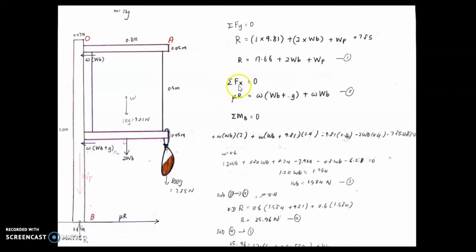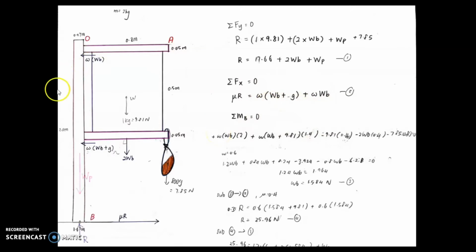So next one, the summation of force in the x-axis equals 0. So mu R is acting towards the right, while the other forces, omega WB plus G and omega WB, are acting towards the left. So mu R equals these two forces.